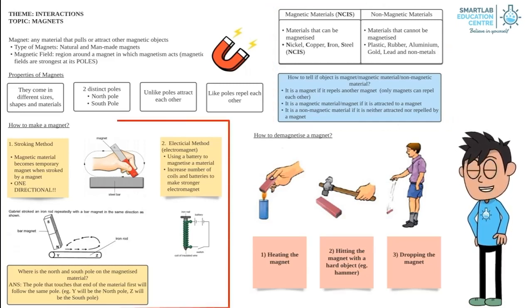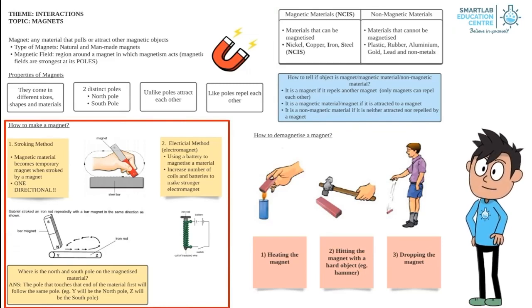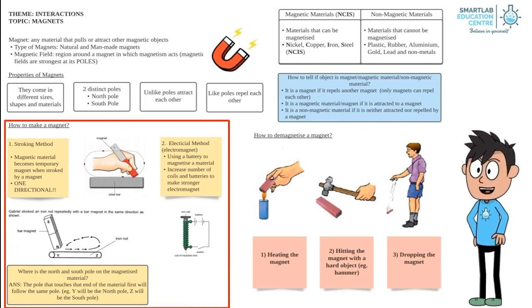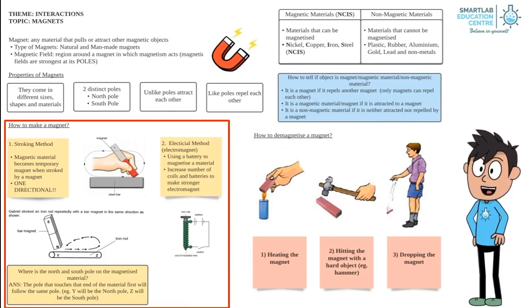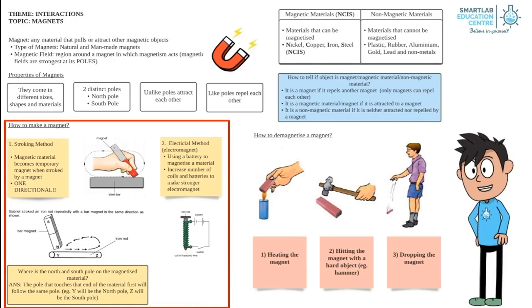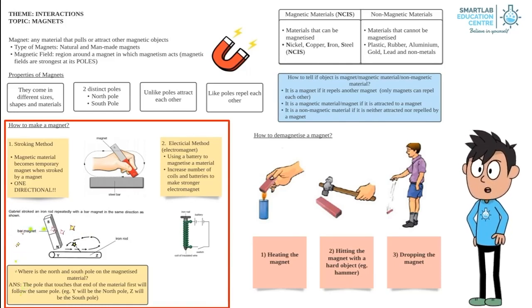We will now explore the two ways of making a magnet. The first way is by the stroking method. The magnetic material becomes a temporary magnet when stroked by a magnet in a single direction. For example, in this case, when the magnet is stroking the iron rod, North Pole touches Y first. Y will be the North Pole.